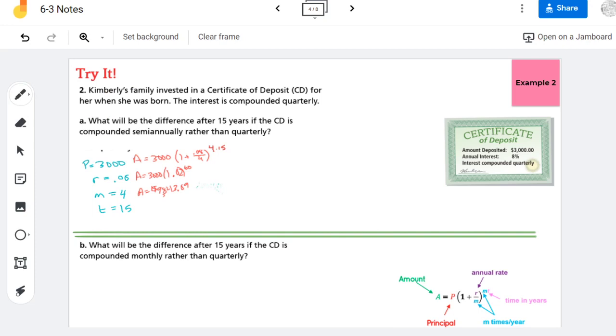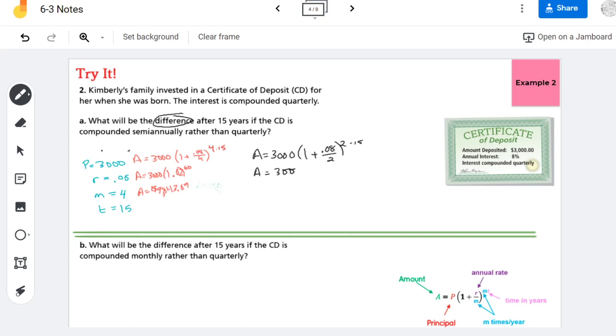So there we have it. So there is our quarterly compounding. So now let's look at semi-annually. Now notice this is asking for the difference. So this is actually asking us to calculate them both and then to subtract them. Okay. So again, the only thing changing in this formula is that m value. If it's happening semi-annually, that means that it's happening twice per year.